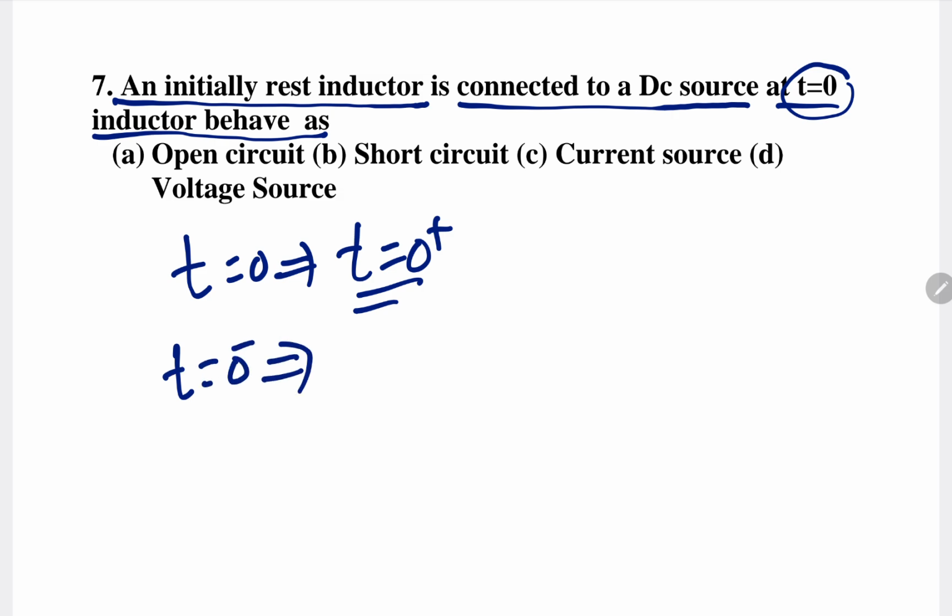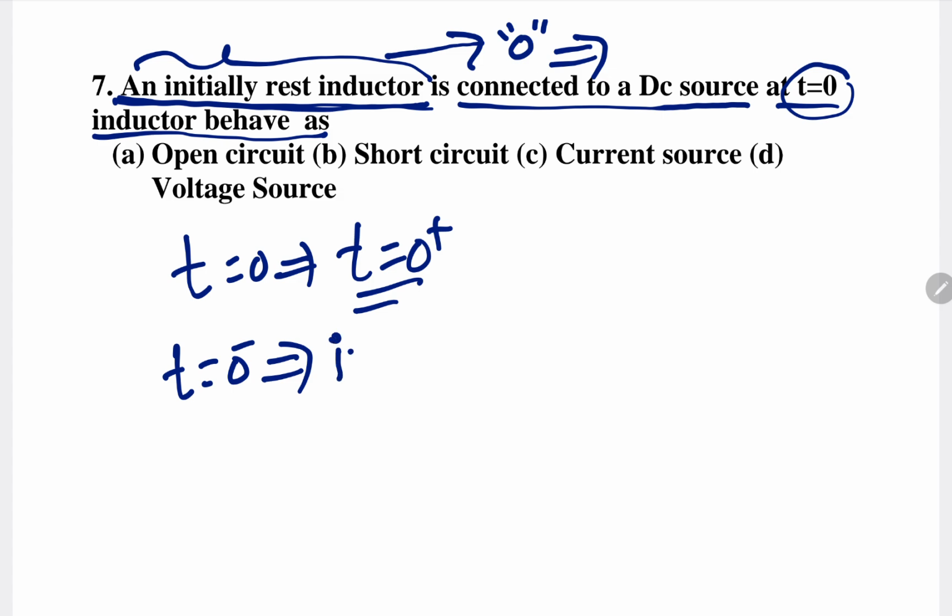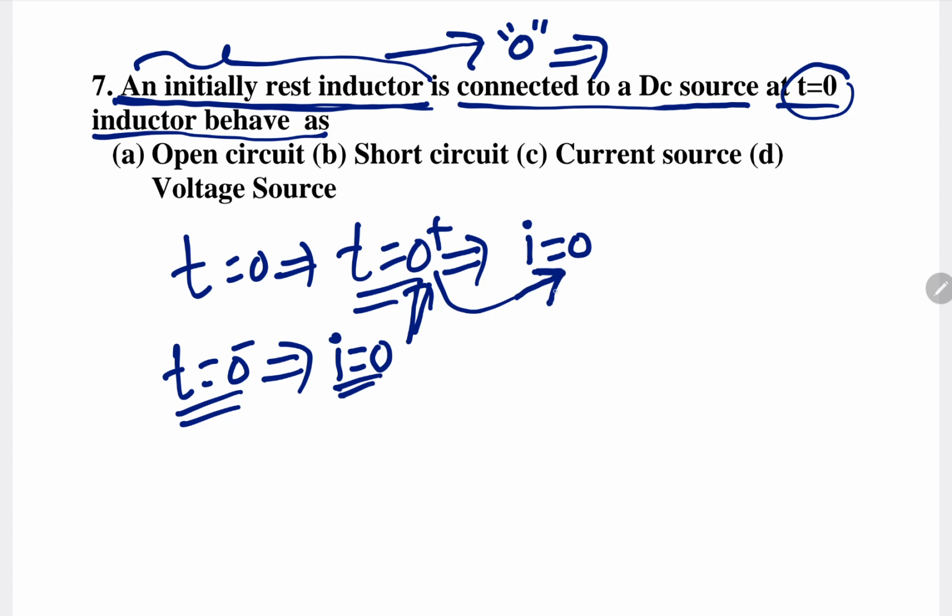See, in the question some information is given: an initially rest inductor. An initially rest inductor means an inductor with zero initial conditions, that means an uncharged inductor. That means at t equals 0 minus, there is no current in the inductor. It means at t equals 0 plus also there will not be any current. Because an inductor does not allow sudden changes in current, before the switching operation the current is 0, so after the switching operation also the current is going to be 0. Current 0 means what? Open circuit. So the answer is A.